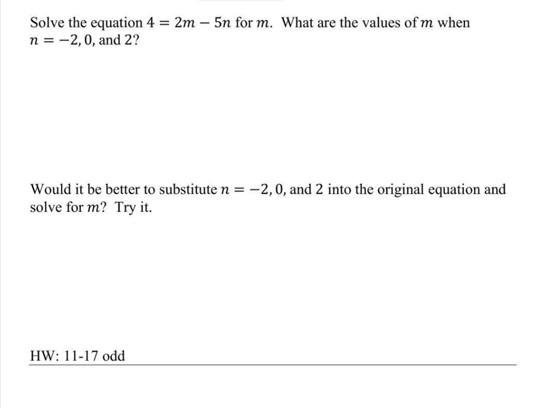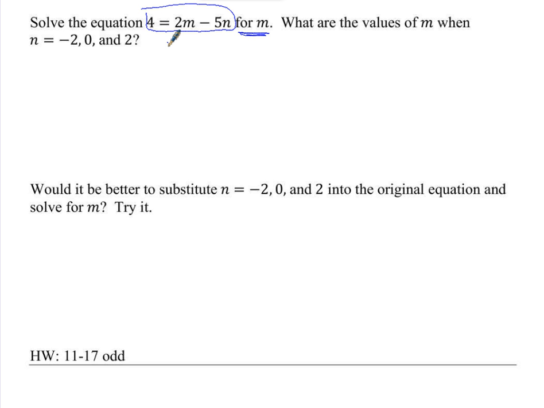So let's use that idea now without the story problem set up. So we just are given this equation right here. It says 4 equals 2m minus 5n. That's the equation. And then they want us to solve the equation for that variable there, m. Then once we're done with that, they ask, what are the values of m when n equals these 3 values? So we're going to solve the equation for m. We'll have m equal some stuff. And then we'll plug in those values for n to find out what m would be.